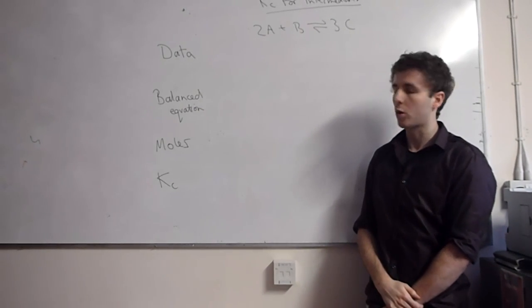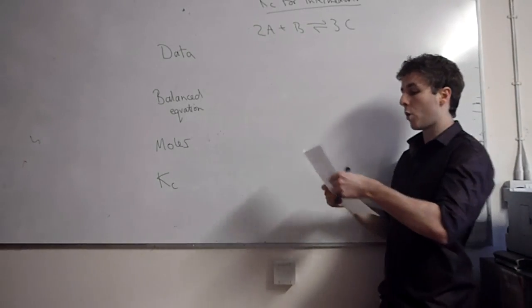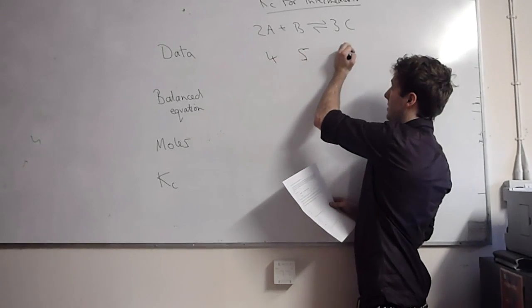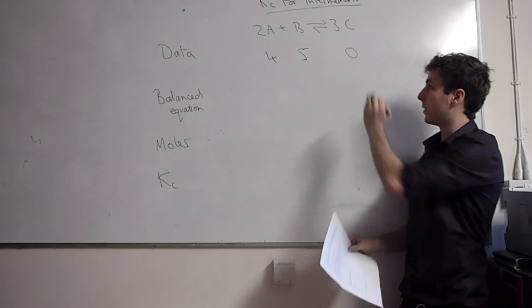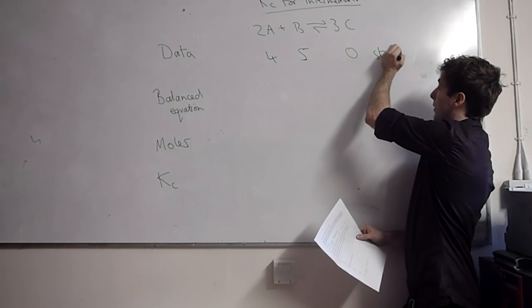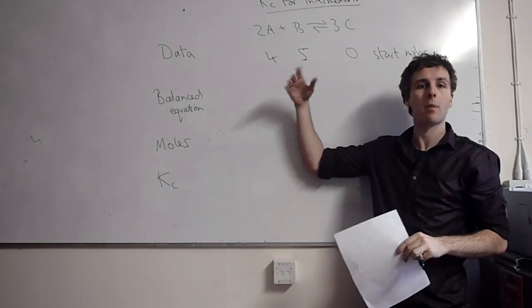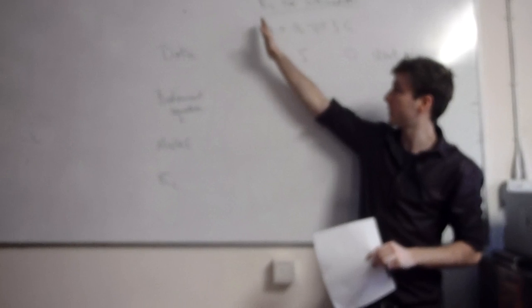I haven't written the question on the board because I haven't got enough space, but let's pretend the examiner said we have 4 moles of A, 5 moles of B, and 0 moles of C. This will be our starting moles, the moles we start with. What you'll have to do is rip those numbers out of the question, because I'll probably put it in a big paragraph, and set them out in this format. It really helps if you put the numbers under the thing it's talking about.